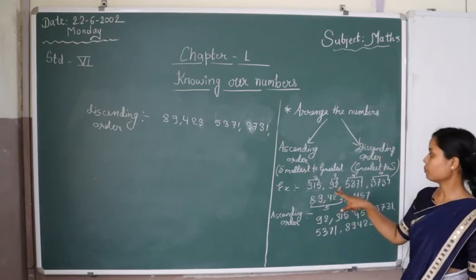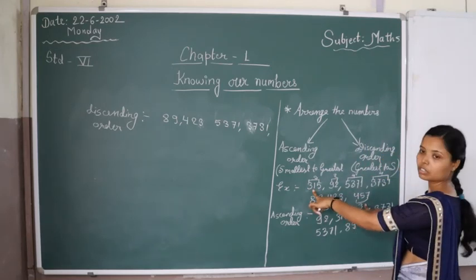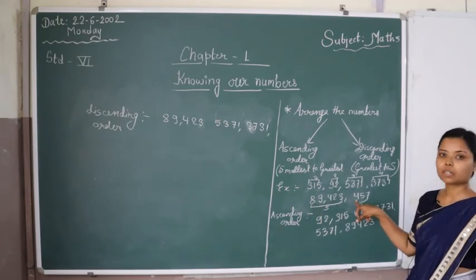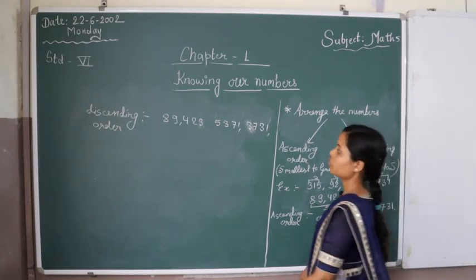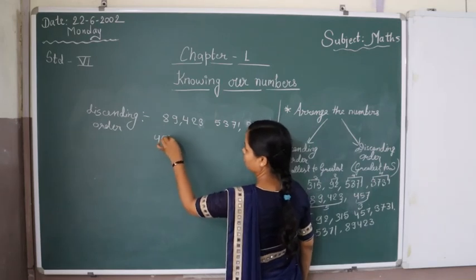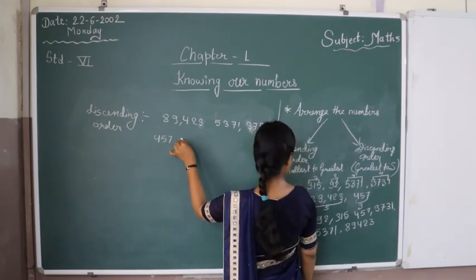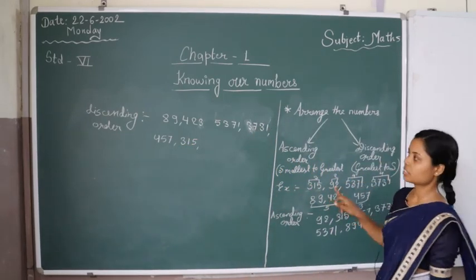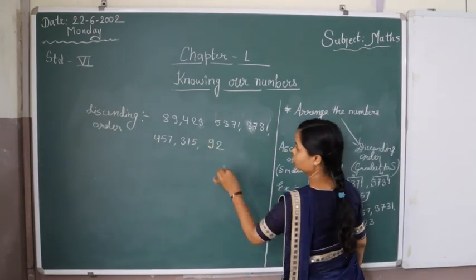Then we compare these two numbers which have 3 digits. Which is bigger? We can simply say that 457 is bigger than 315, and at last without comparison we write 92.